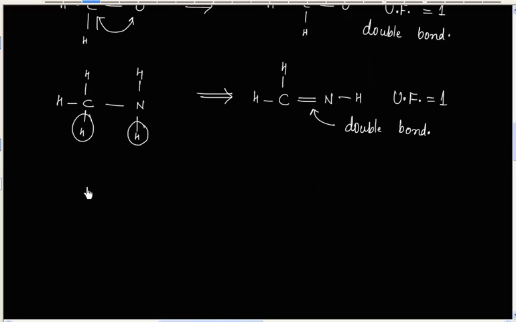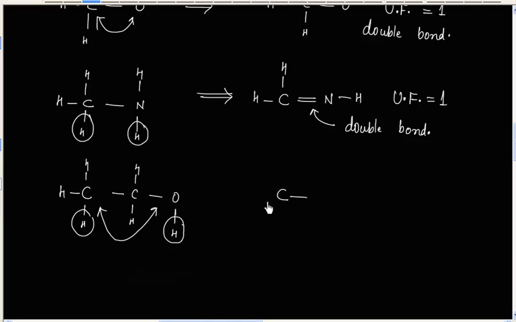Similarly, we can form a ring. For example, we have CH3, CH2, OH. Now we can remove this hydrogen and this hydrogen, and we can connect carbon and oxygen by a ring. So we have a three-membered ring: carbon, carbon and then oxygen. This carbon has two hydrogen, this carbon has two hydrogen, and oxygen's valency is fulfilled. So in this case again we have one ring. So unsaturation factor is 1.